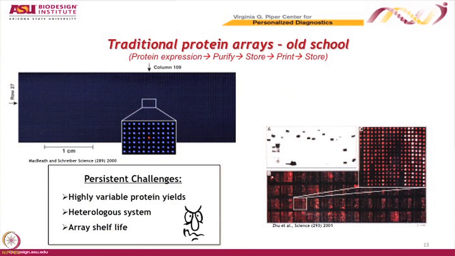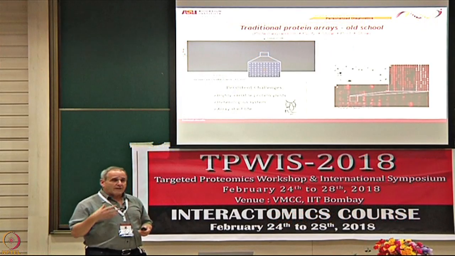This is the classic way of making arrays, which is to purify the proteins and spot them on the surface, right? So you take purified proteins and print them. It's a method that definitely works. People like Hung Ju have done this for many years. They purify proteins in high throughput.